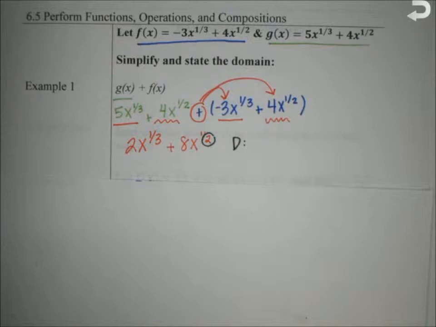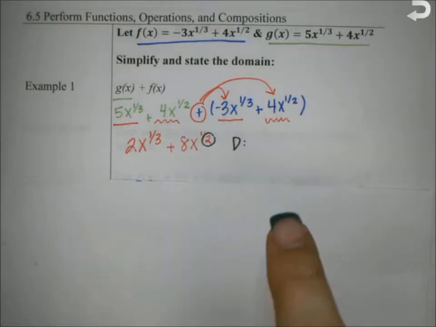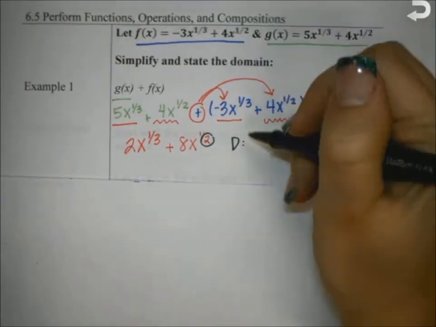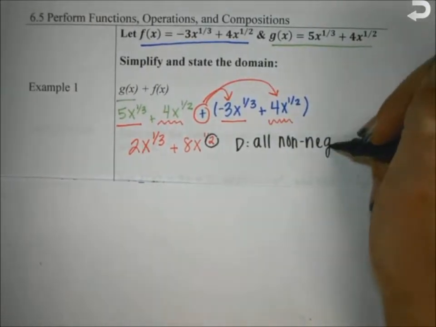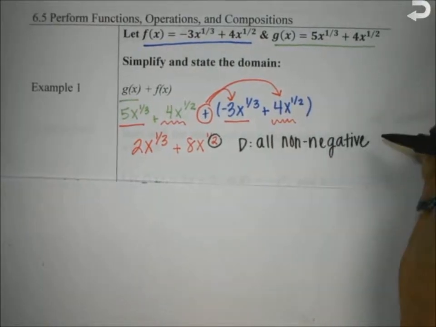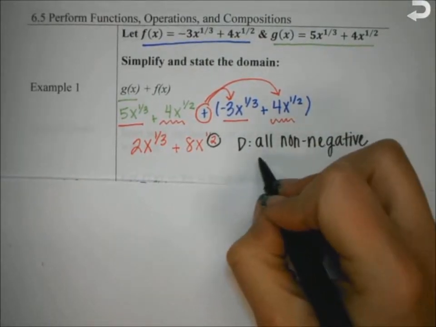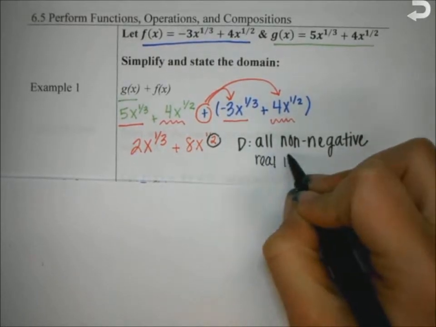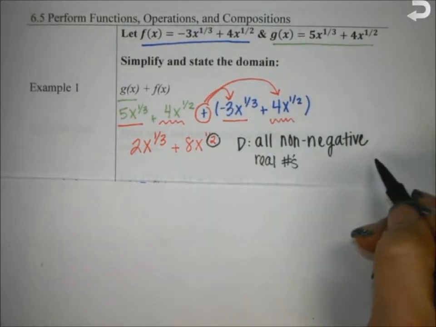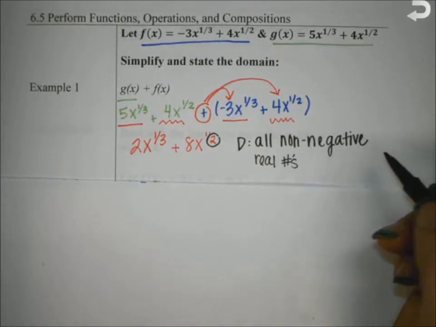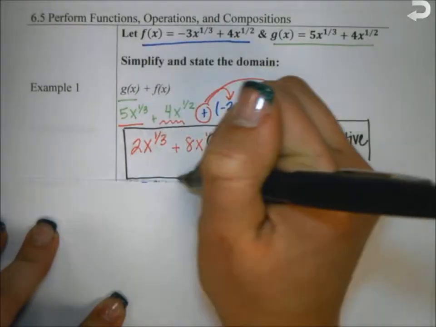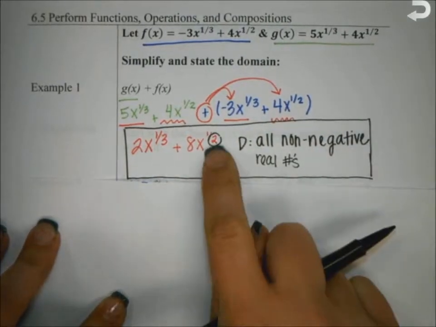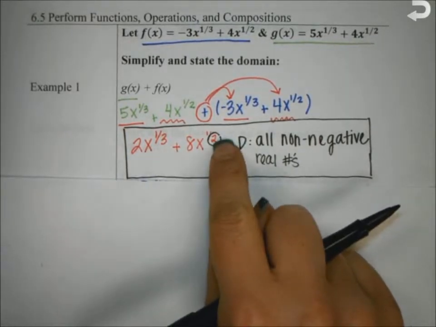So our domain is going to be all non-negative, which is the same as what? All non-negative real numbers. Non-negative means the same as what? Positive. Okay, so here is our new function. Our domain of this guy is all non-negative real numbers. What if this 2 was a 5? Then what would my answer be? All reals. Okay, so we have to take the most restrictive domain.